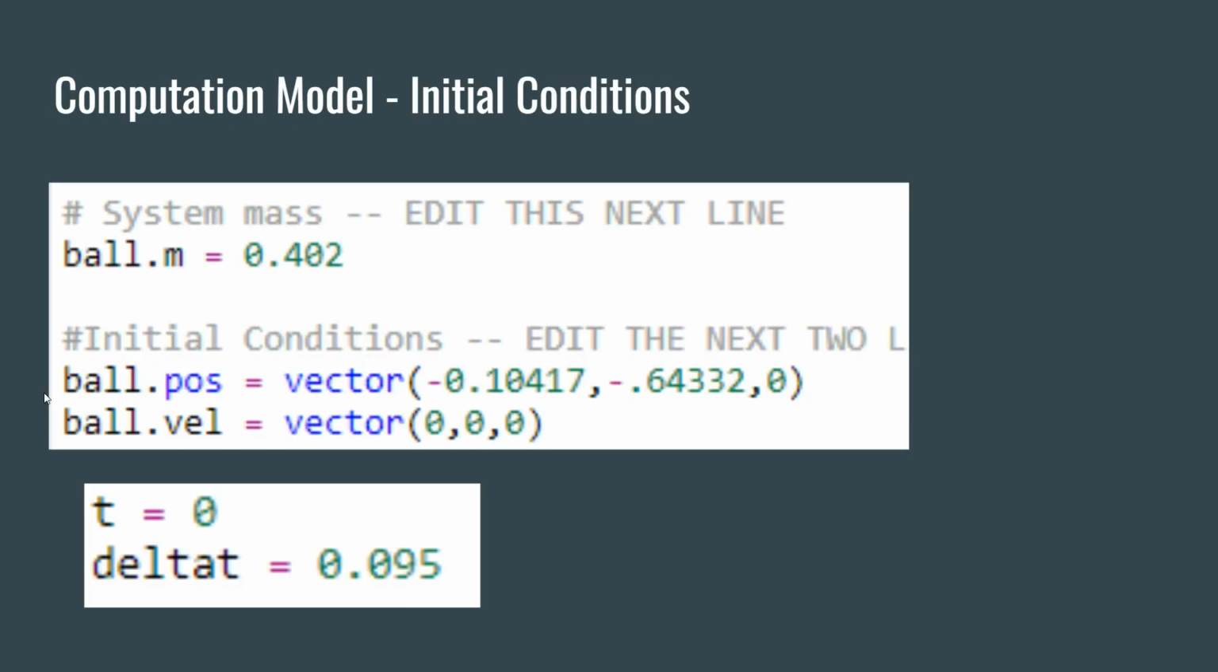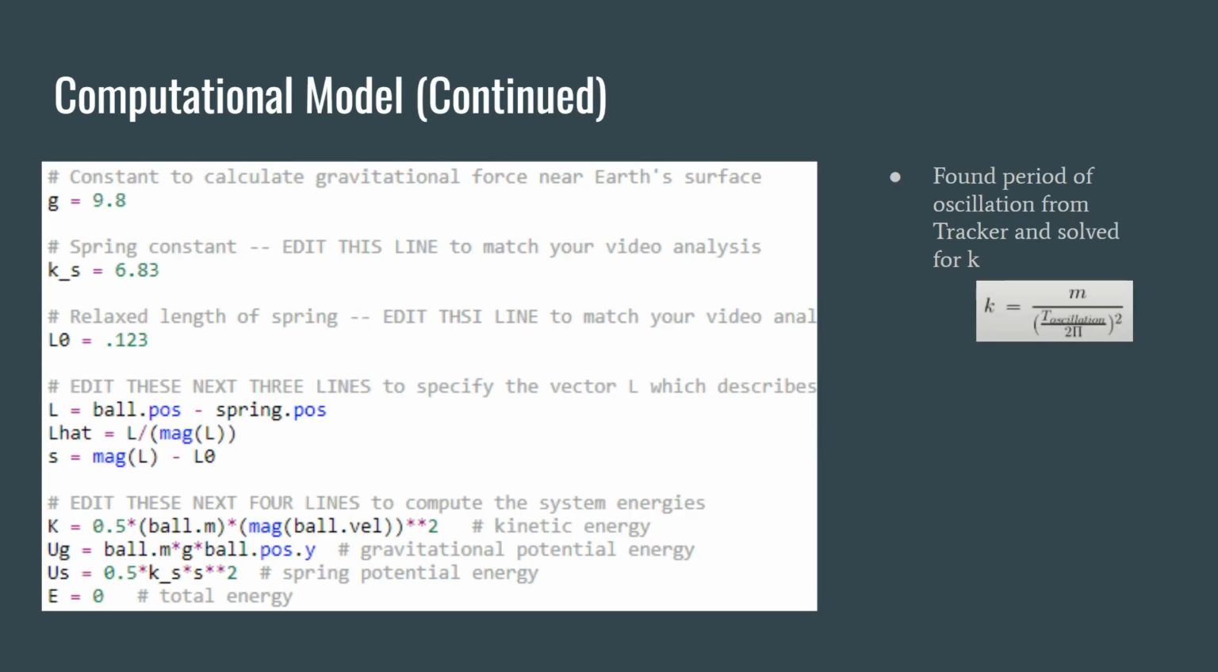For the computational model, we started with the initial conditions mentioned in the last slide, with the mass being 0.4, the position being negative 0.1 in the x direction and negative 0.6 in the y direction, the velocity being 0, and delta t being 0.095 because of the frames per second or seconds per frame. Here, g is 9.8. The spring constant is 6.83, which is found from the period of oscillation and the formula for k. The relaxed length setting is 0.123 as indicated. L, L hat, and s are all calculated using their respective formulas, and all the energies are also calculated using their respective formulas. Also, total energy is 0, as mentioned before.